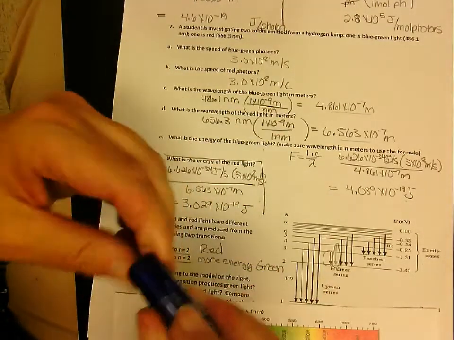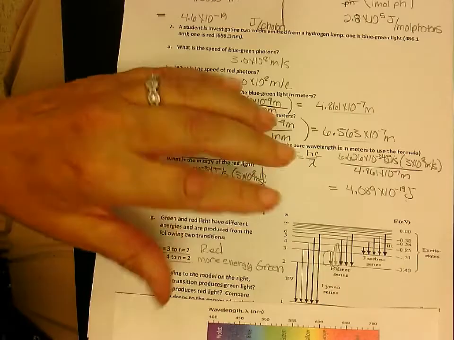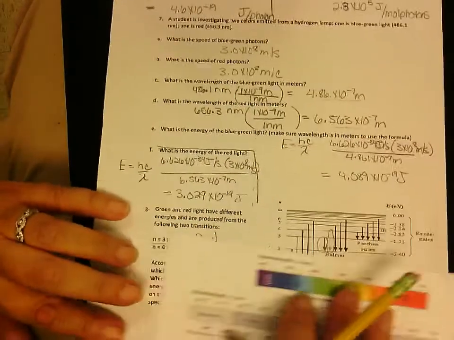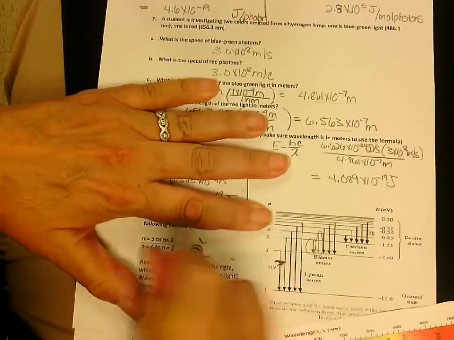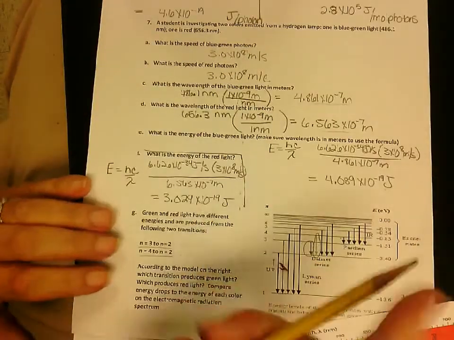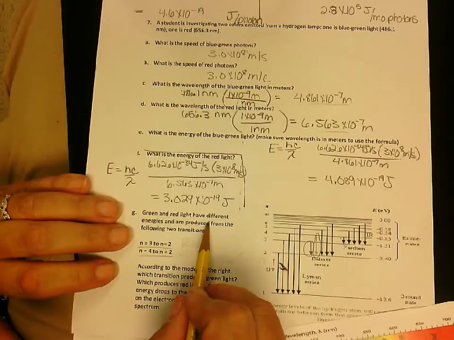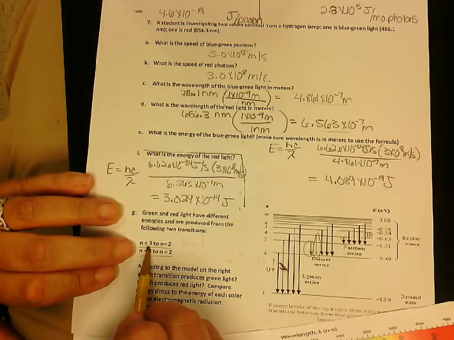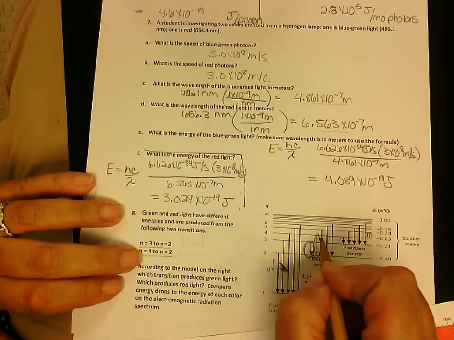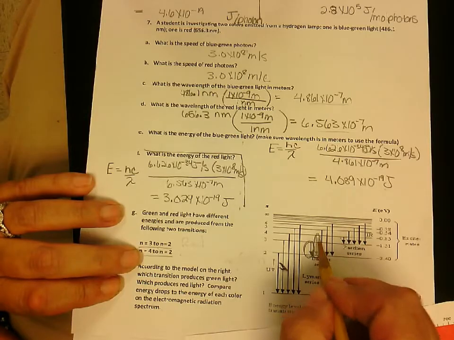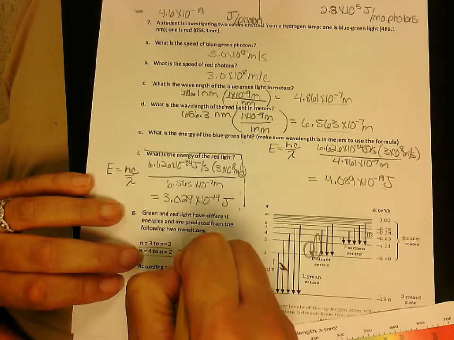Now over here, I actually did this before, and we are going to get rid of that so you can't see my notes yet. We have a green and a red light, and they have different energies, and they're produced from the following transitions: 3 to 2, which is right here, and 4 to 2, which is right here. And what I do notice is my 4 to 2 is a longer drop, so I have more energy here.